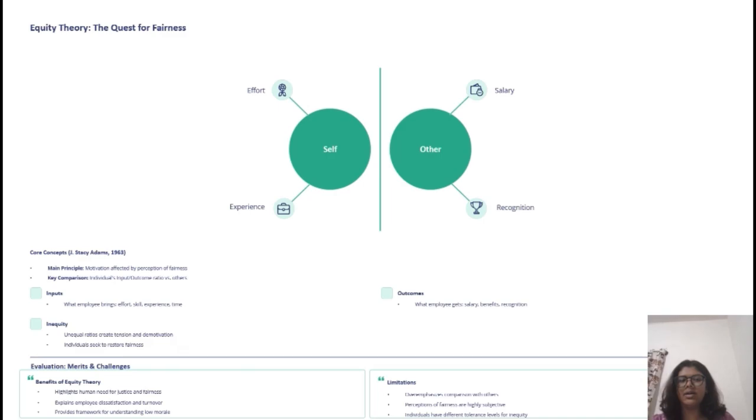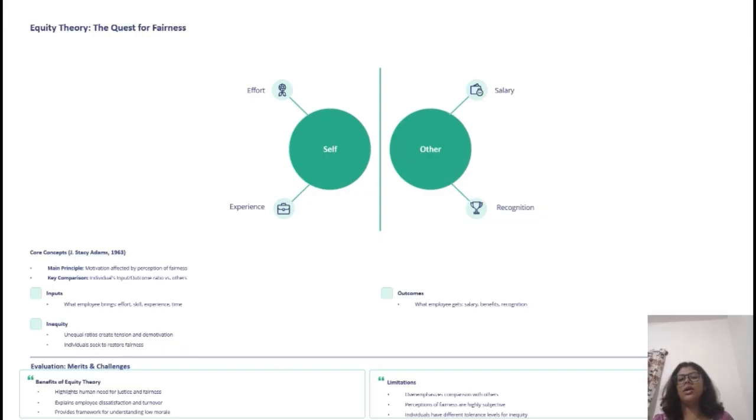Individuals can set realistic expectations about rewards, focus on personal growth instead of constant comparison, and practice self-assessment to maintain internal balance. So some key merits of equity theory are: it promotes fairness and justice in the workplace, improves employee satisfaction and productivity, enhances trust and loyalty between staff and management, and encourages open feedback and transparency.